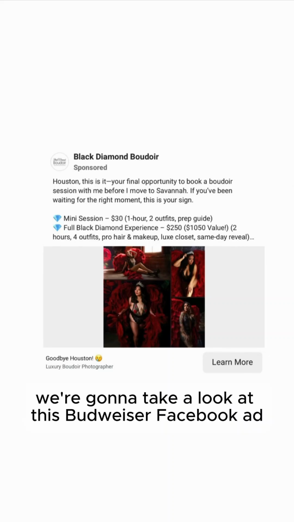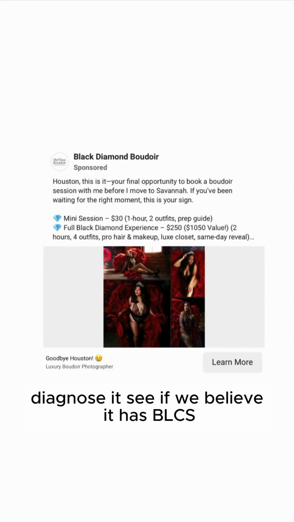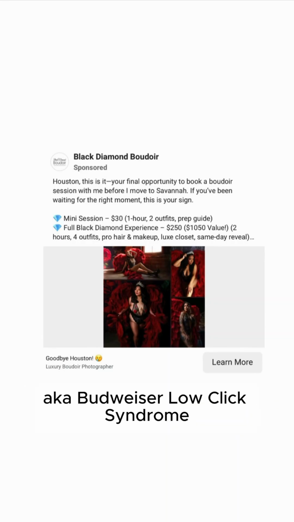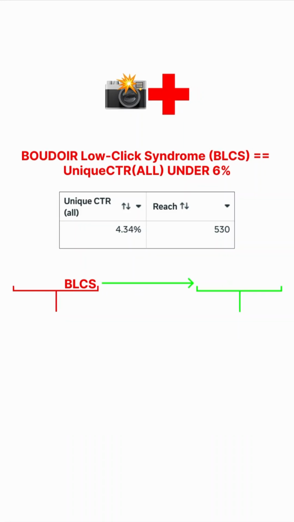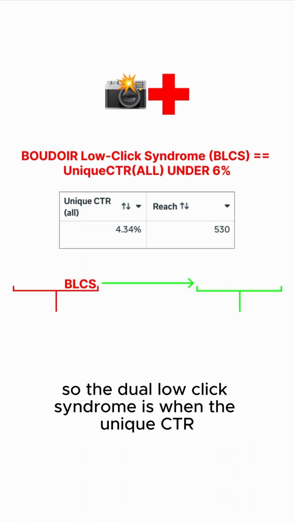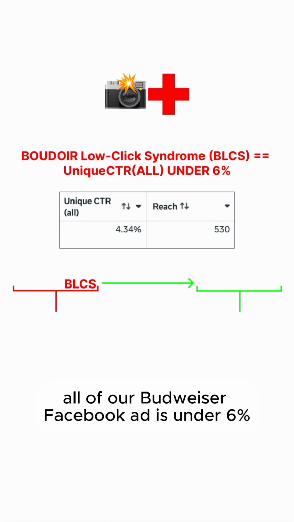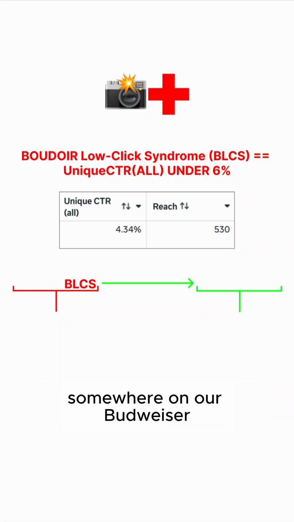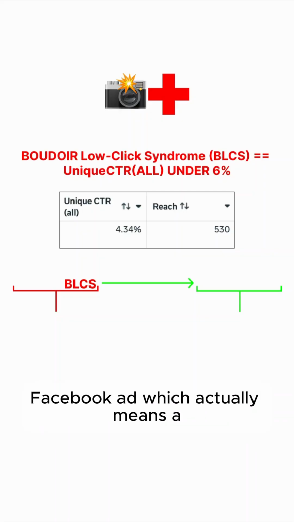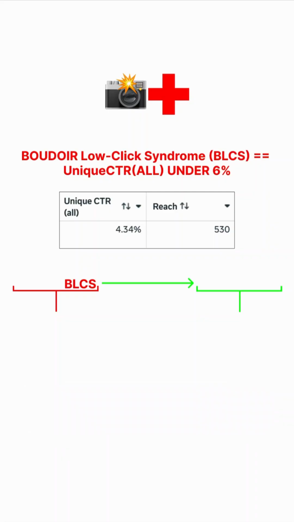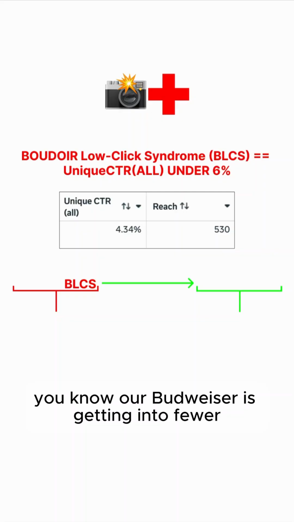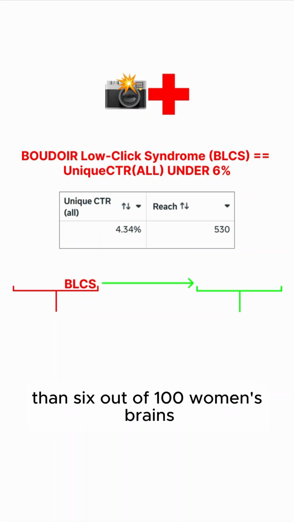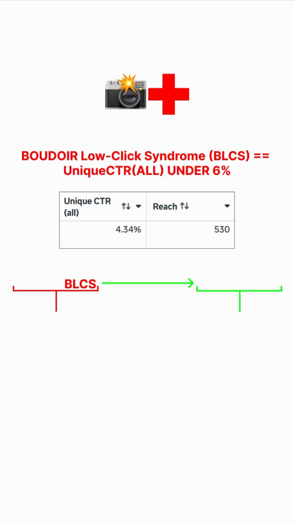All right, y'all, we're going to take a look at this Boudoir Facebook ad, diagnose it, see if we believe it has BLCS, aka Boudoir low click syndrome. Boudoir low click syndrome is when the unique CTR all of our Boudoir Facebook ad is under 6%. So that means fewer than 6 out of 100 women are clicking somewhere on our Boudoir Facebook ad, which actually means our Boudoir Facebook ad is getting into fewer than 6 out of 100 women's brains.